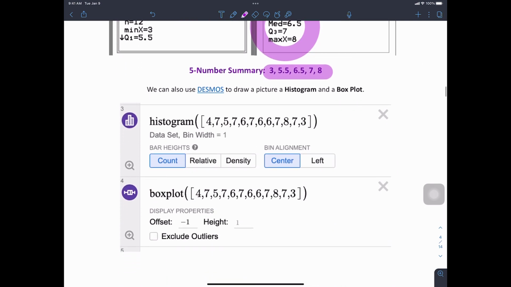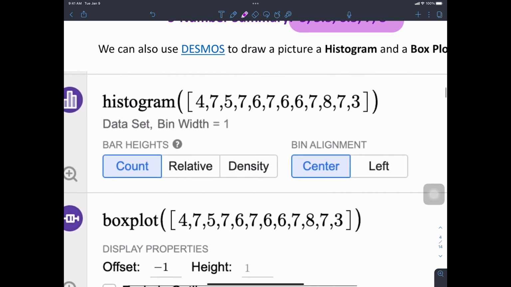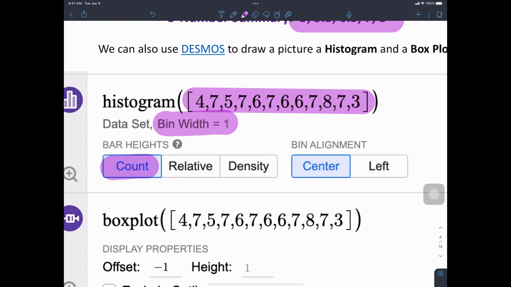And then, you know what I did? I did the same exact thing. I entered this way. Make sure you put the parentheses in the bracket for a histogram. Make sure the bin width here is 1, and the count is frequency. That's the bar height. I centered the bin alignment at the center. So I created a histogram.